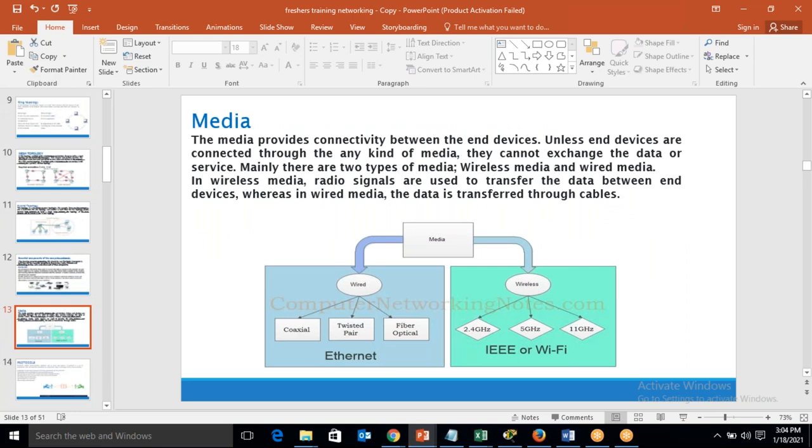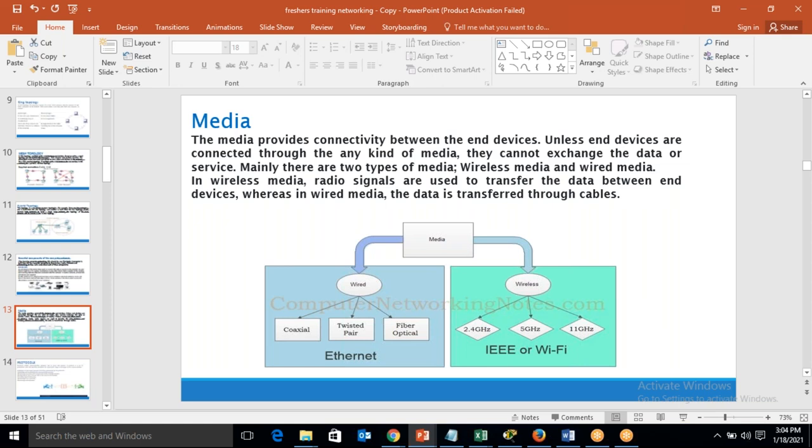Coming to the next essential component, that is the media. The media provides connectivity between the end devices. Of course, if the data from the source has to travel to the destination, there should be a media in between through which the data transfers. Unless end devices are connected through some kind of media, they cannot exchange data or service.